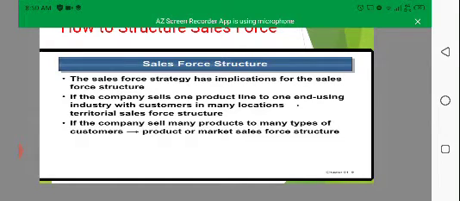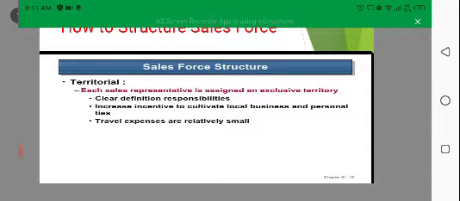Let's suppose the salesman will go around a small cluster of Razak Road, Fakirabad, Hajiabad, Gulabad, and so on, up to the City University. This is one cluster, one territory they will design. If the company sells many products to many types of customers, the product or market sales force structure will be different. What will that be?